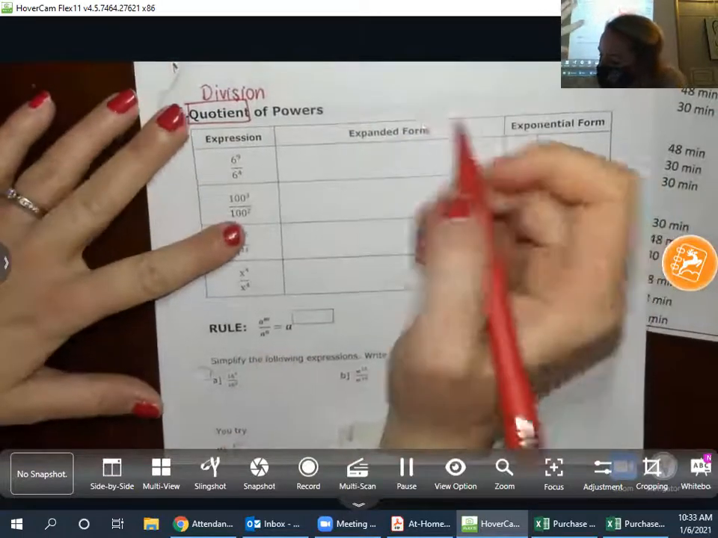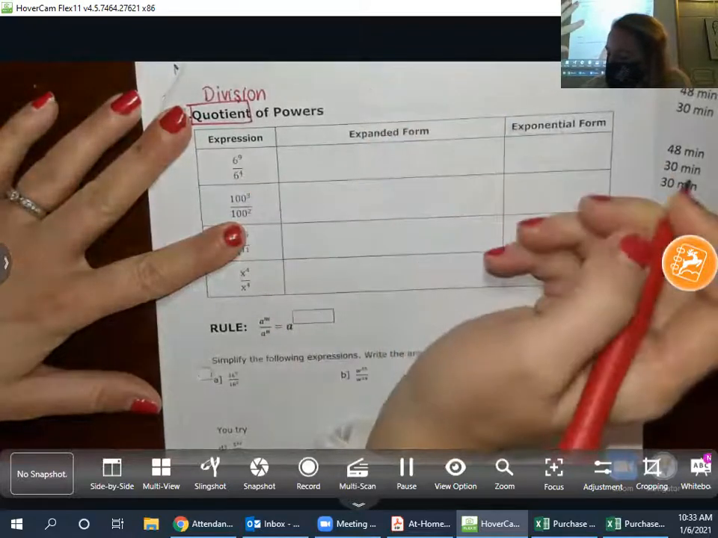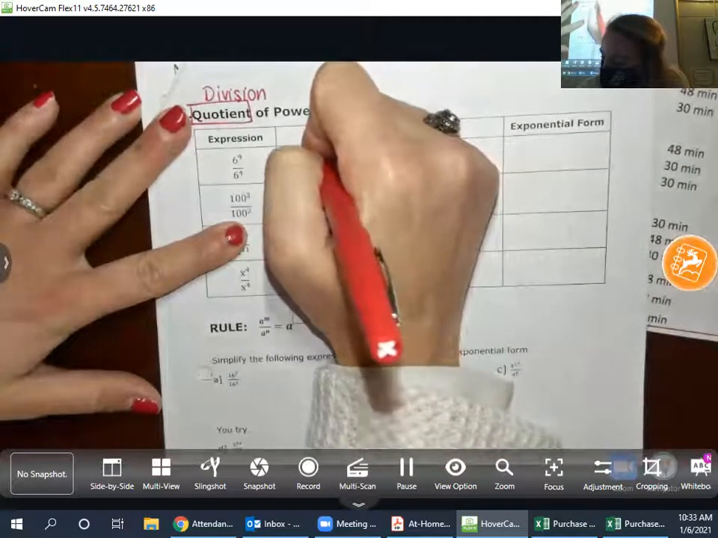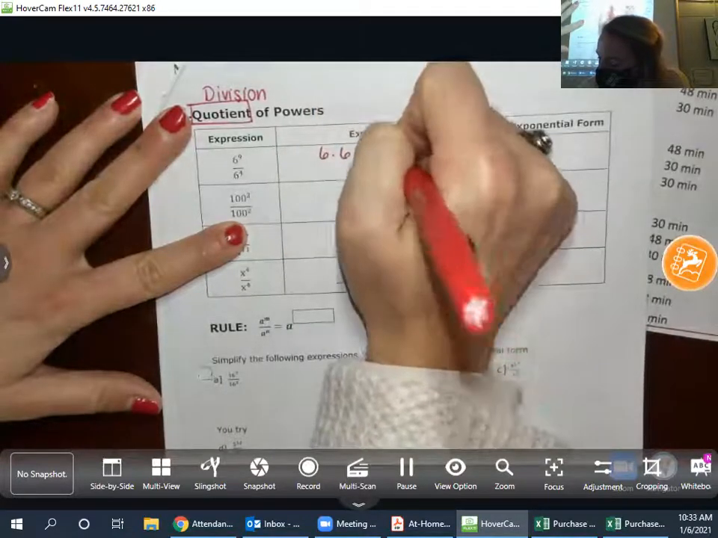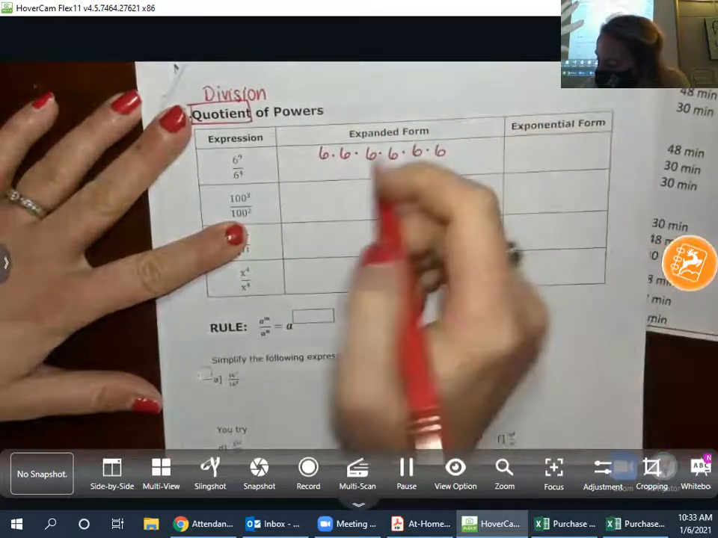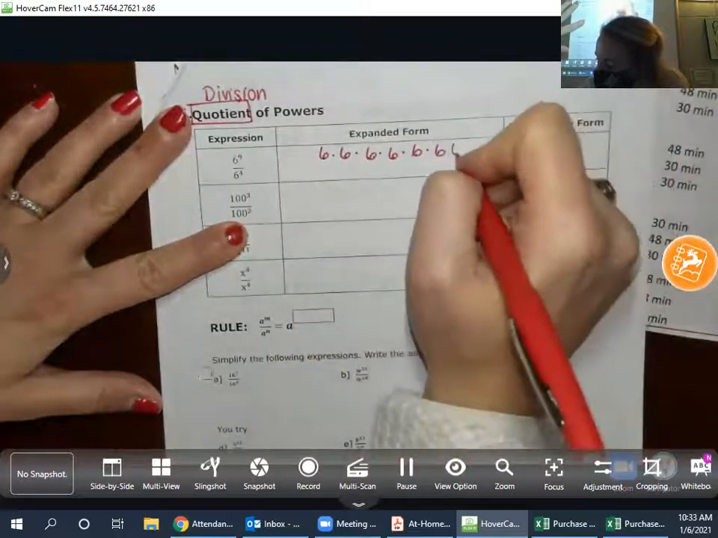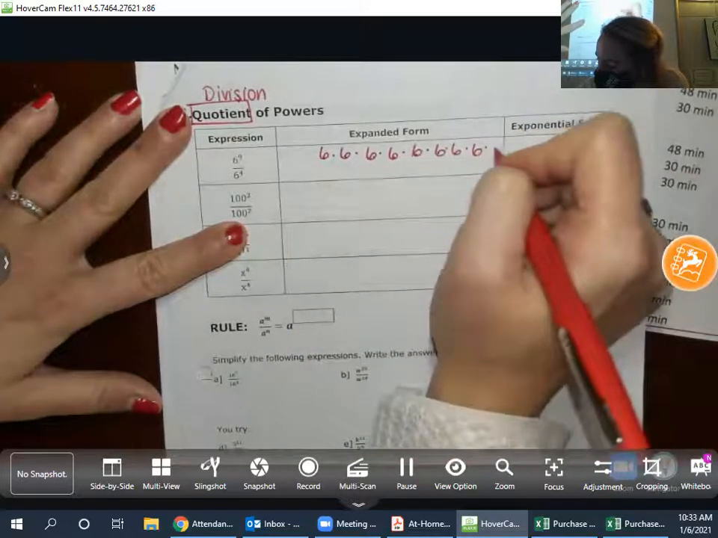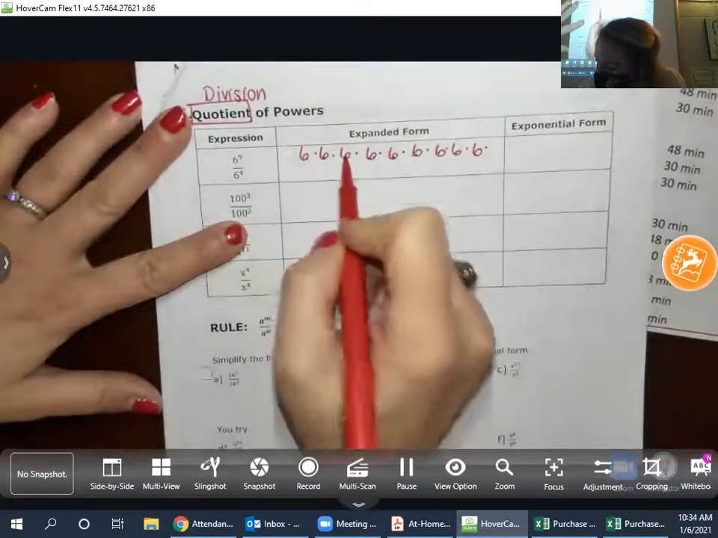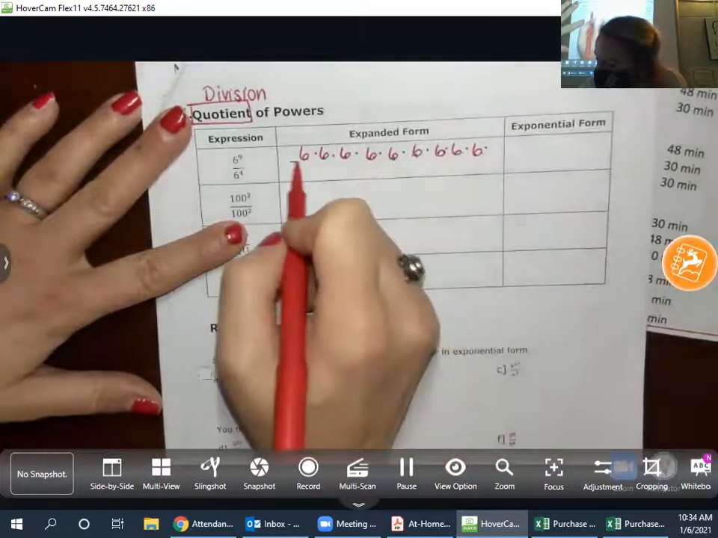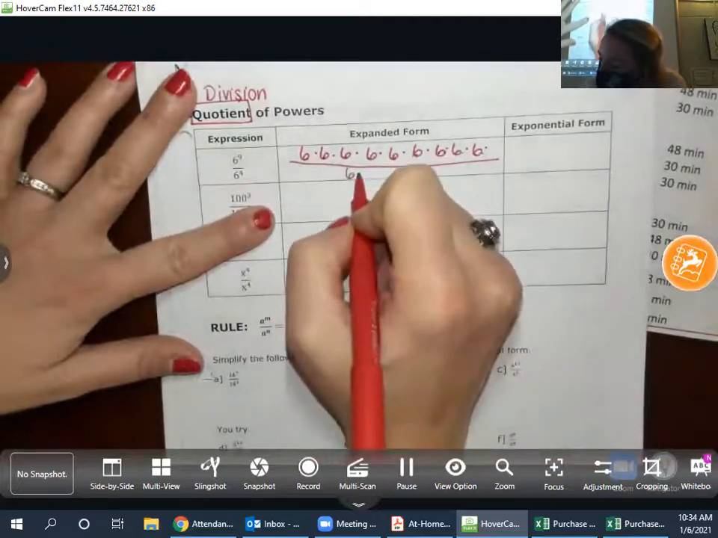Let's look at the example here. We have 6 to the 9th divided by 6 to the 4th. What this really means is you have 9 sixes. I know it's tedious, but write those 9 sixes in. You're going to need to know. 7, 8, 9. 1, 2, 3, 4, 5, 6, 7, 8, 9. Okay, it's a lot. 9 sixes divided by 4 sixes.